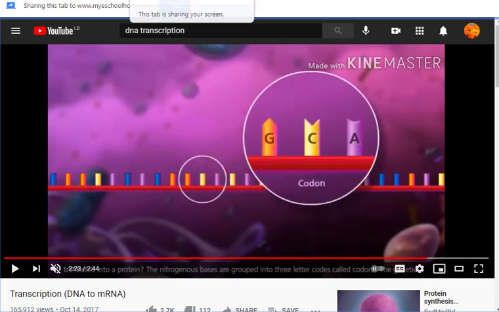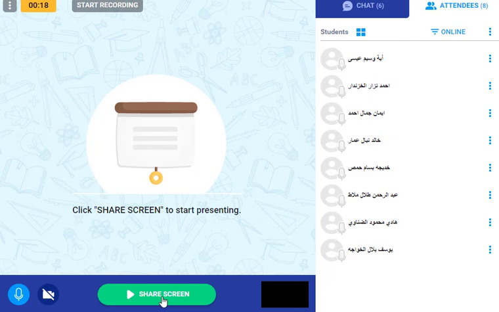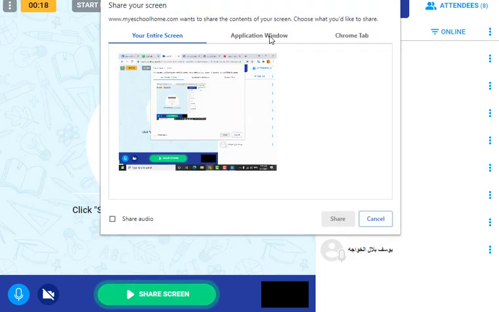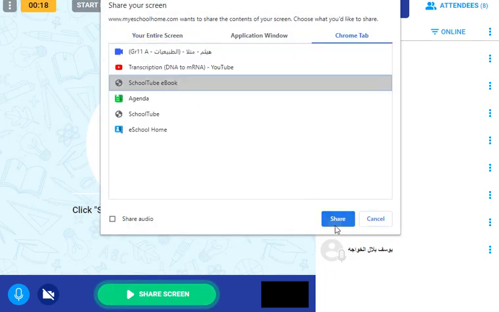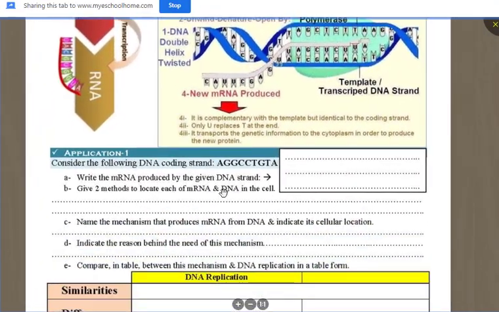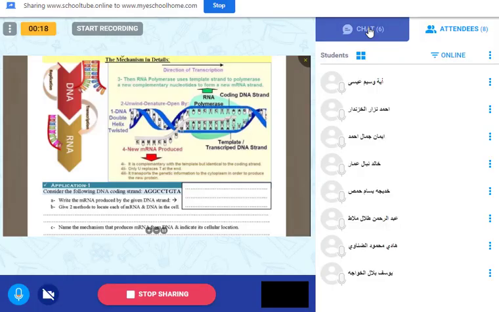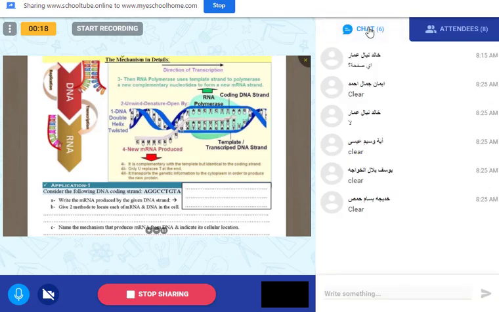Okay. We get it now? MashaAllah. Hadi is also with us. Any question about the process? Good.